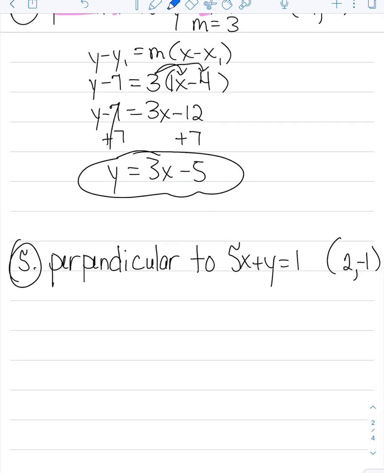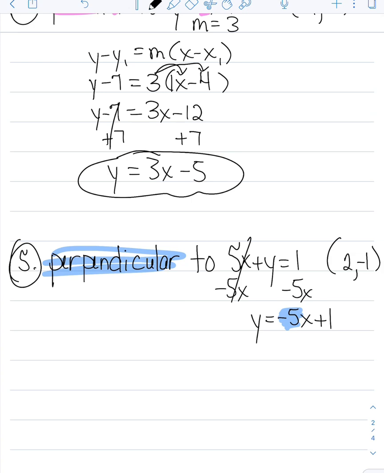Can I easily find the slope of this equation? No, I can't. So before I can identify the slope, I have to get it into slope-intercept form. So I subtracted 5x and got y equals negative 5x plus 1. Now I have my slope. Perpendicular, remember, perpendicular means I need an opposite reciprocal slope.